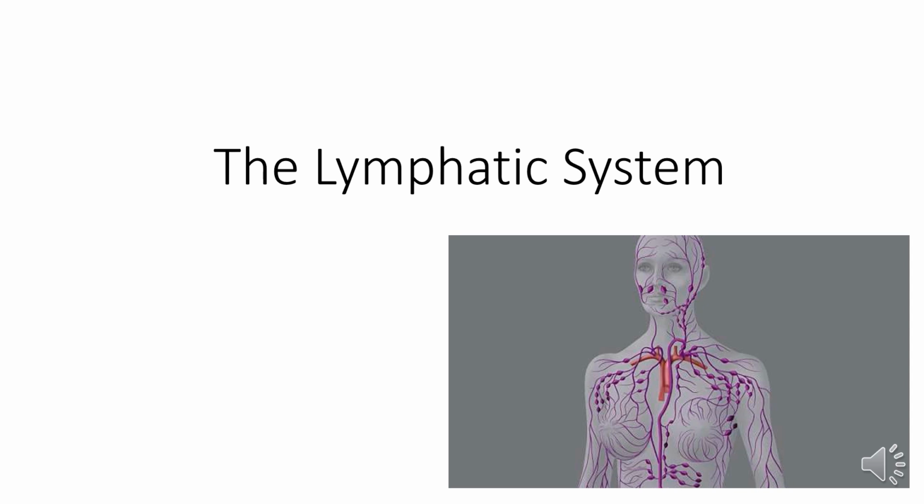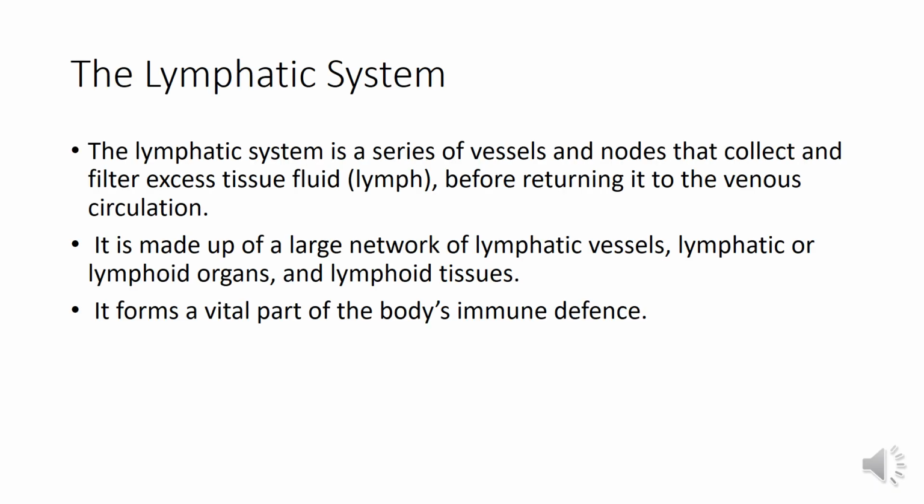Lymphatic system. What is the lymphatic system? It is a series of vessels and nodes that collect and filter excess tissue fluid called lymph before returning it to the venous circulation.